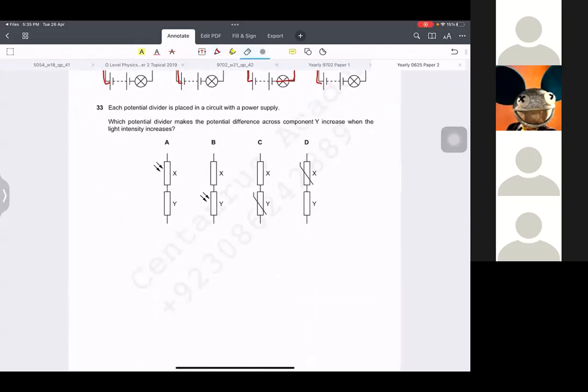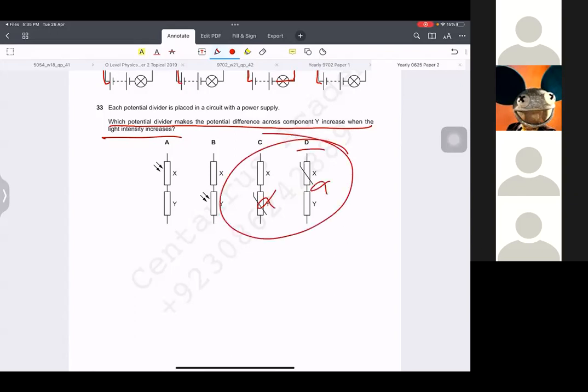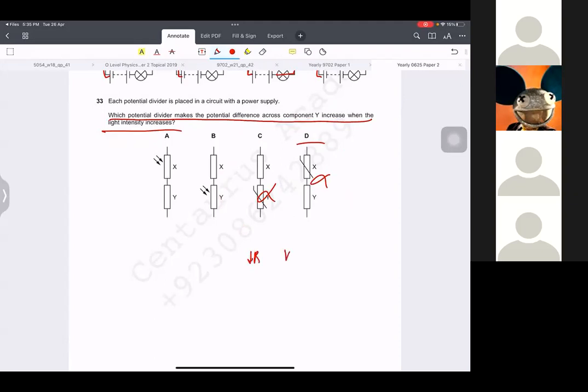Now, each potential divider is placed in a circuit with a power supply. Which potential divider makes the potential difference across Y increase when light intensity increases? If the light intensity increases, only these two can be right, because the others are thermistors and have nothing to do with light. If the light intensity increases, the resistance reduces, which means the voltage, which is proportional to resistance, also reduces. So this is the correct answer, because a voltmeter here will show a higher reading if there is a low resistance here when light intensity increases. So you have to think like that.